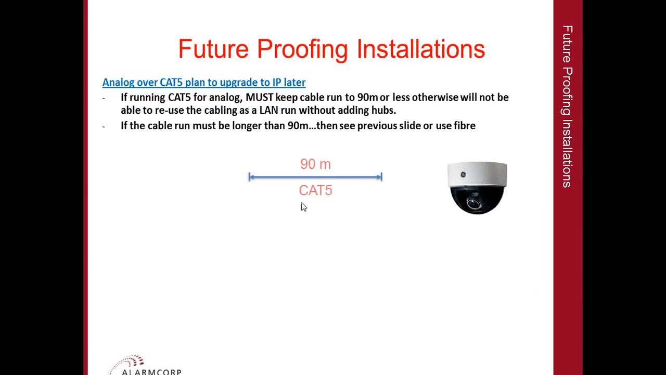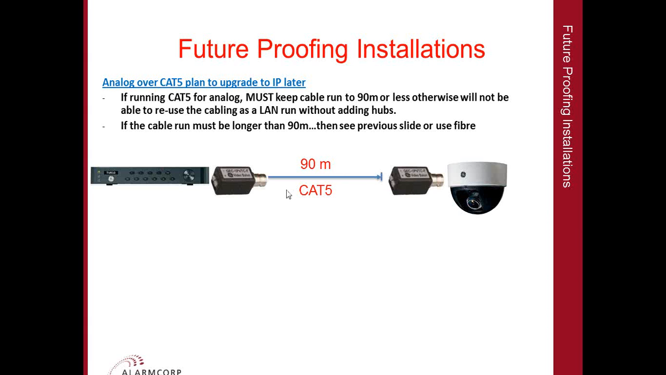We want to run it over Cat5 coax. In this case, we have 90 meters, and we want to run it to a traditional DVR. We take a couple of low-cost video baluns available from the IFS product range, and this will give us very good quality video transmission over a Cat5.